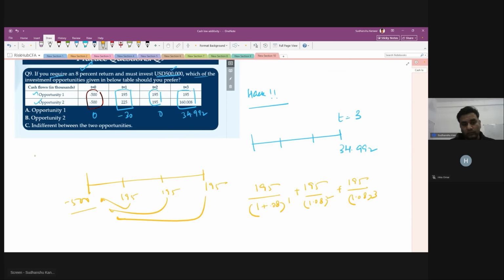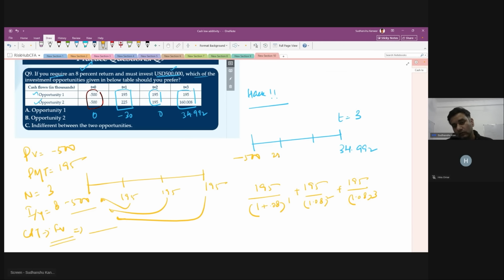The way to do it: PV is equal to minus 500, PMT, the cash flow which is coming, is 195, right? N is equal to 3, and I/Y is equal to 8. Then you compute your FV. If you compute it, you will get the answer. Similarly, if you go here, you can do this one also. You do the same logic. I'm just telling you both things, right?